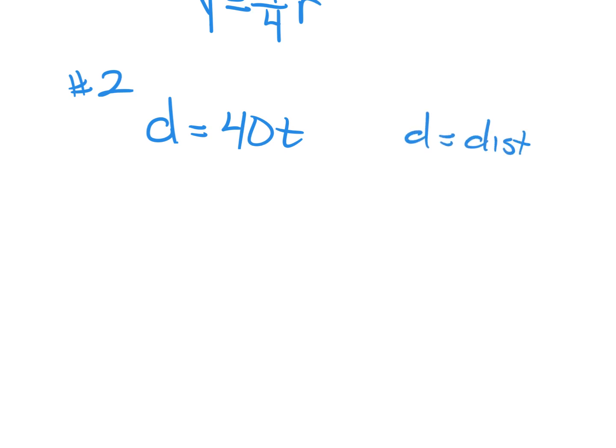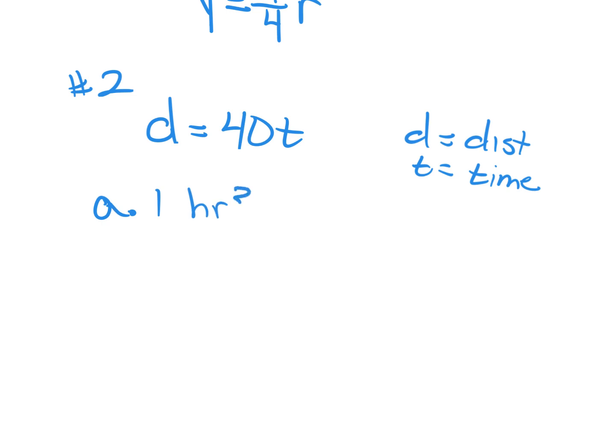All right, question number 2. It talks about a car going down the road, and it's represented by the equation D equals 40t, where D equals distance and T equals time. So there are 3 parts to this question. Question A asks, how far is the car going to travel in 1 hour?